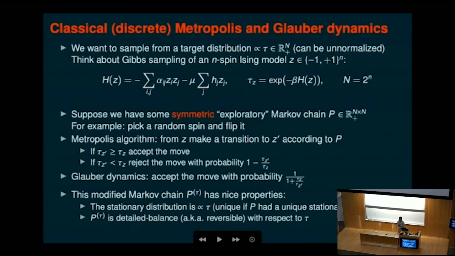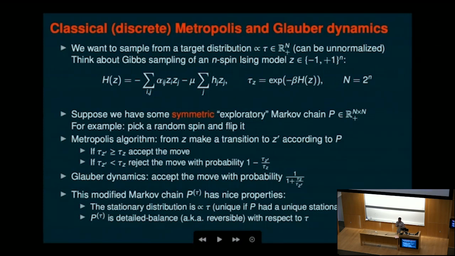What detailed balanced means is that if you look at any pair of configurations, the probability mass along this transition is the same in both directions. You are more likely to move from one configuration to the other because of these accept-reject rules, but you are also more or less likely to begin with to be in that configuration if you are in this target distribution. And these things just balance each other out.